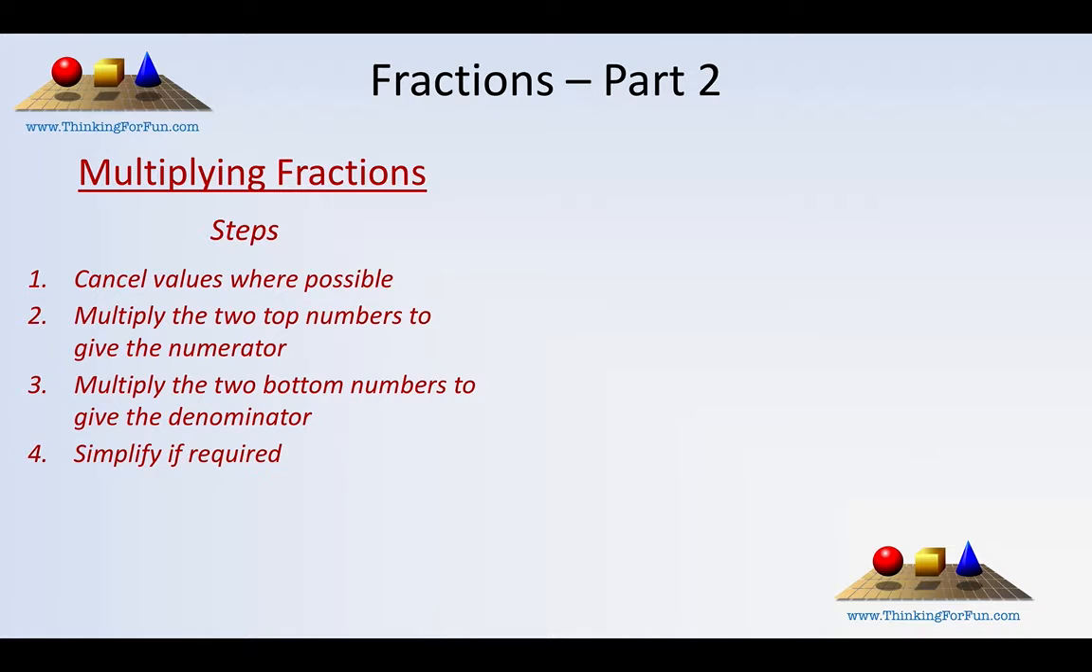After carrying out any available cancellations, multiply the top numbers together to make the numerator and the bottom numbers together to make the denominator. Finally, in the last step, we simplify the resulting fraction if necessary. Let's have a look at a couple of examples.